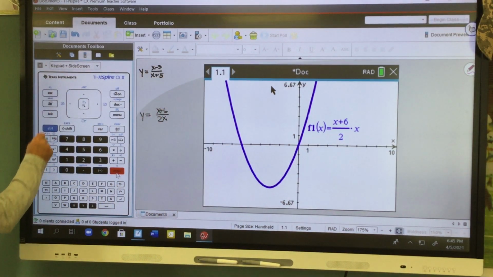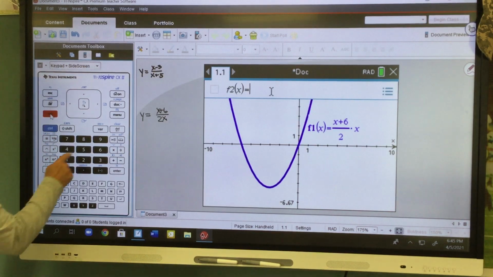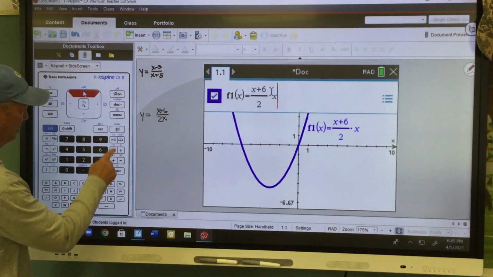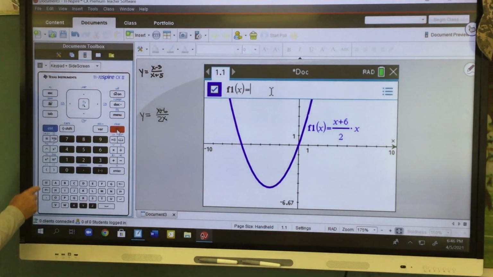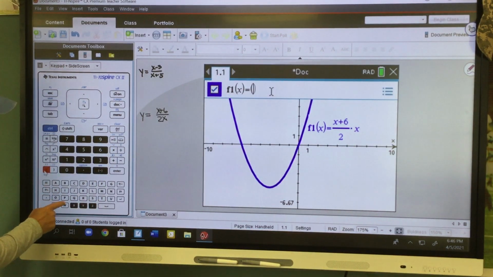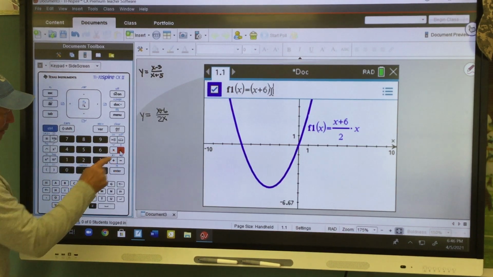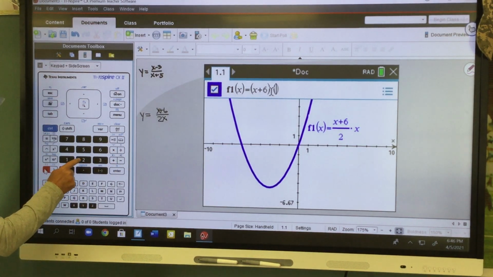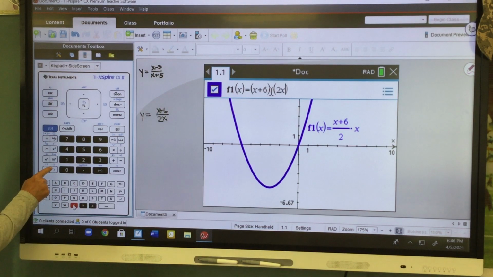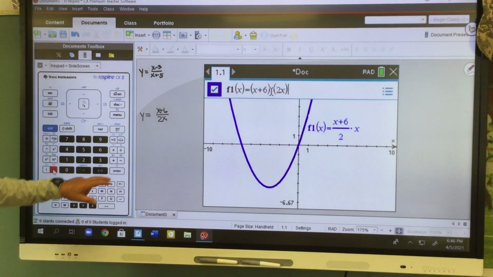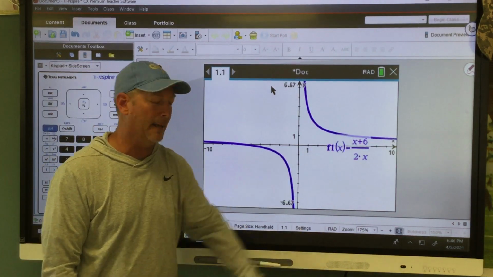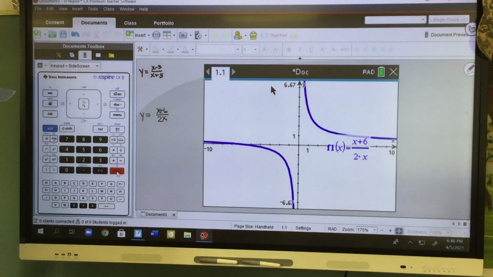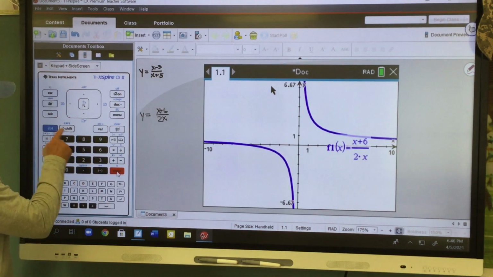Remember, look at your calculator and see if it looks like you want it to look like. Okay? Let's do this. Let's go tab. Let's go up. Let's go delete. Okay, so we're going to say parentheses, x plus 6, close your parentheses, divided by parentheses 2x. Sometimes it's okay to make a mistake. You learn the hard way. Enter. This is what we wanted to see. Okay? Control T.